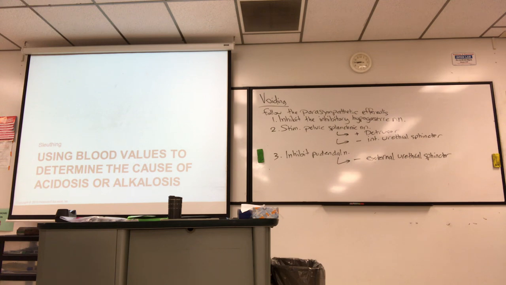All right, so the last topic is a clinical one. It's called sleuthing. And I posted an announcement on Canvas about some problems you should practice because I'm going to give you a couple of these on your exam. The idea is to use blood values to determine the cause of an acidosis or an alkalosis in your patient. They present to you having certain symptoms. You can look up the symptoms of alkalosis or acidosis, but let's pretend it's going to be one or the other. Can you determine the cause? Can you determine if the other system is compensating?